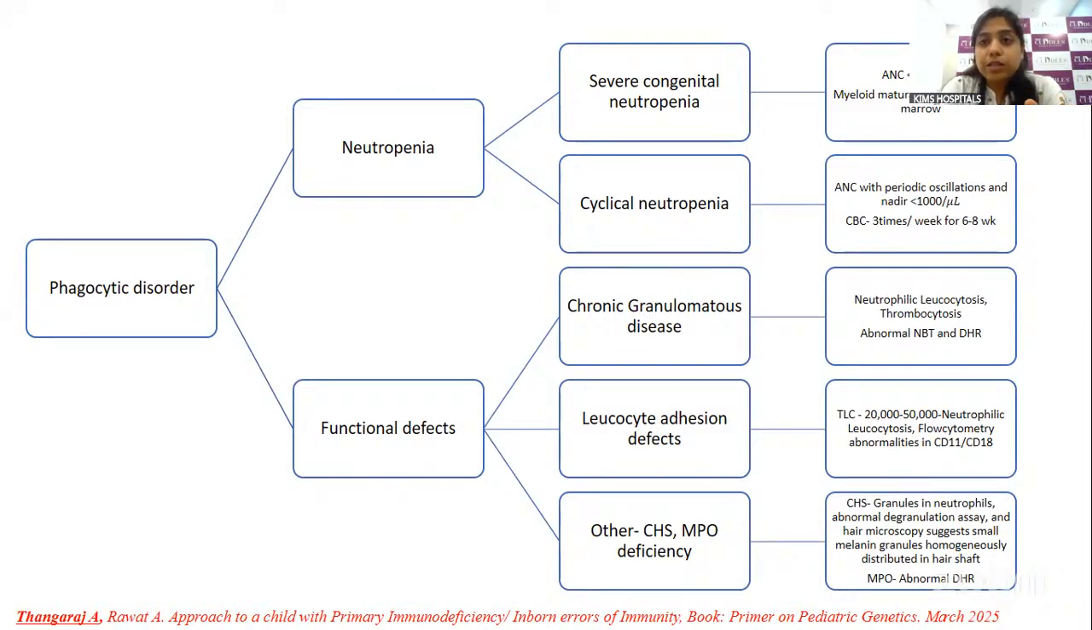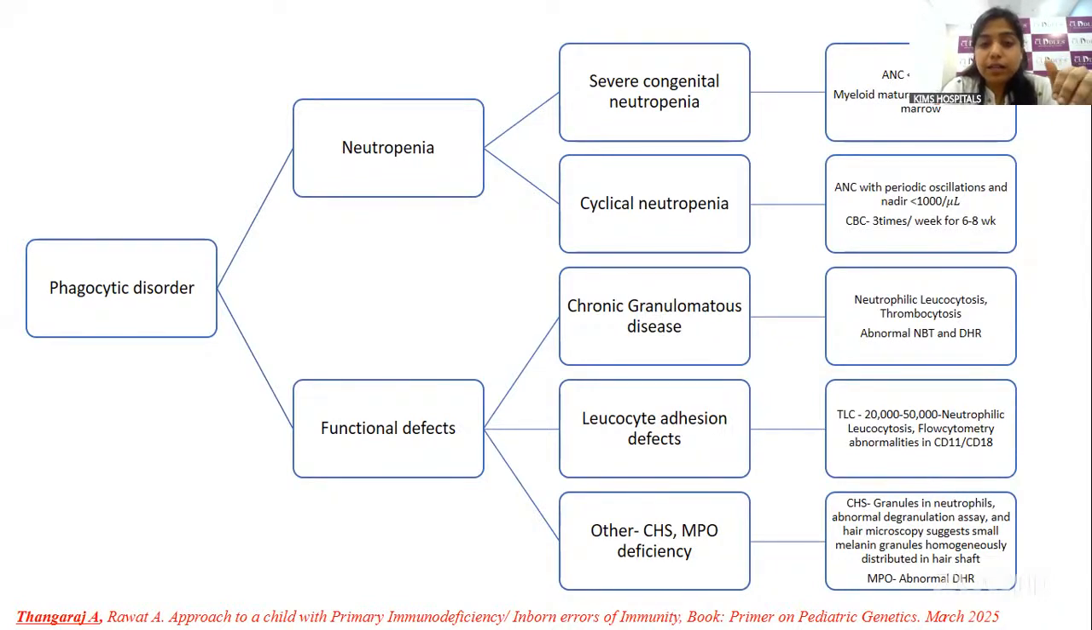So generally we say severe congenital neutropenia, if they have less than 1,500, they'll have myeloid maturation arrest in bone marrow. So these are the investigations we can do before a genetic diagnosis. In case of cyclical neutropenia, we can look for the ANC and look for the cyclicity. In case of CGD, in immunological investigation, we do NBT and DHR. In case of leukocyte adhesion defect, we do a flow cytometry to look for abnormalities in CD11 and CD18.